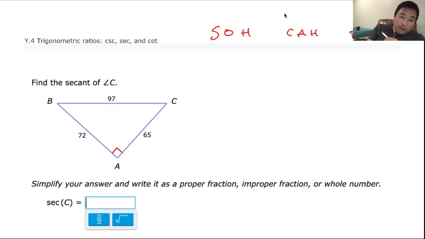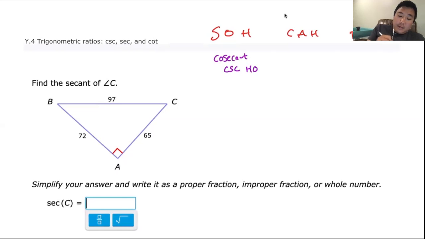So sine is married to cosecant, or CSC, and that one is H over O. Cosine is married to secant, and that is H over A. You just flip the order. And then cotangent is A over O. So just keep that in mind.